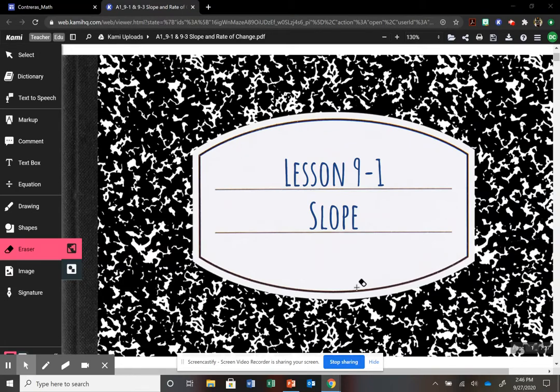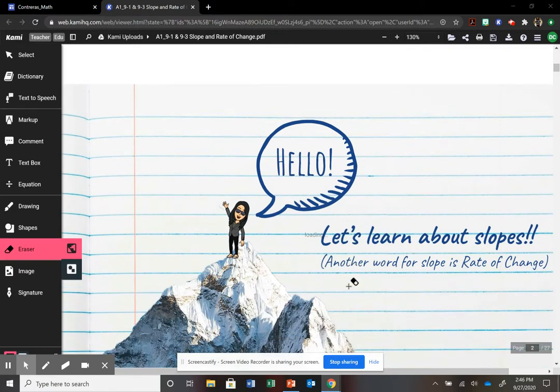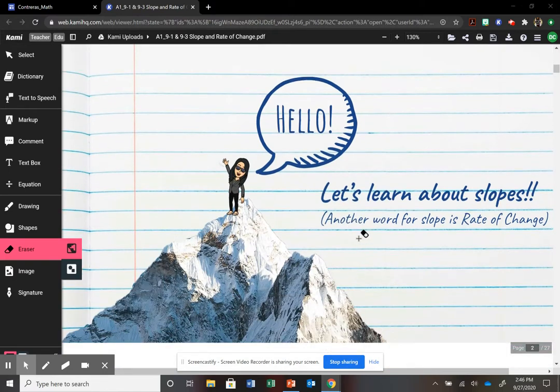Okay, today we're going to do lesson 9-1, which is slope. Yay, I like slope. We're going to be looking at graphs. All right, so let's learn about slopes. Another word for slope is the rate of change. Okay, positive going up. This is ascending, and negative going down, which is descending. That's why I put a little mountain.